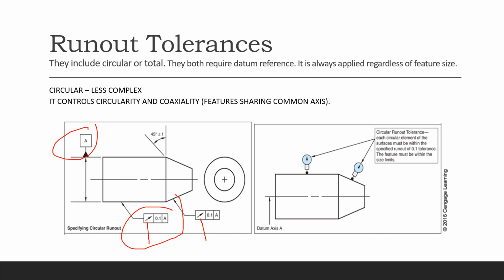And it is applied regardless of the feature size, so your R, L, and S. So we don't have to worry about the max and least. What it does is it controls the circularity. Okay, it also controls the coaxiality. Coaxiality is nothing but features sharing the same common axis. They're sharing the common axis, right?